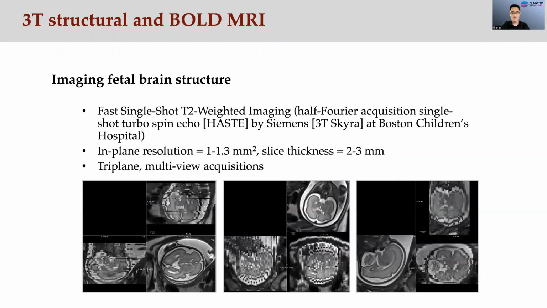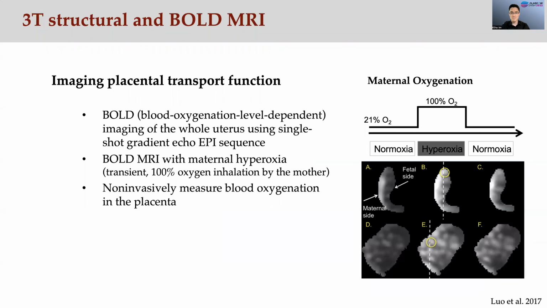We scanned fetal brain using single-shot fast spin echo T2 weighted imaging for structural MRI. It is usually necessary to acquire multiple images in axial, coronal, and sagittal views due to interslice motion artifact. To image placental oxygen transport function, we are using BOLD MRI. We perform BOLD MRI with maternal hyperoxia, which is transient 100% oxygen inhalation, and it can non-invasively measure blood oxygenation in the placenta. We can see imaging signal change during hyperoxia in placenta region.